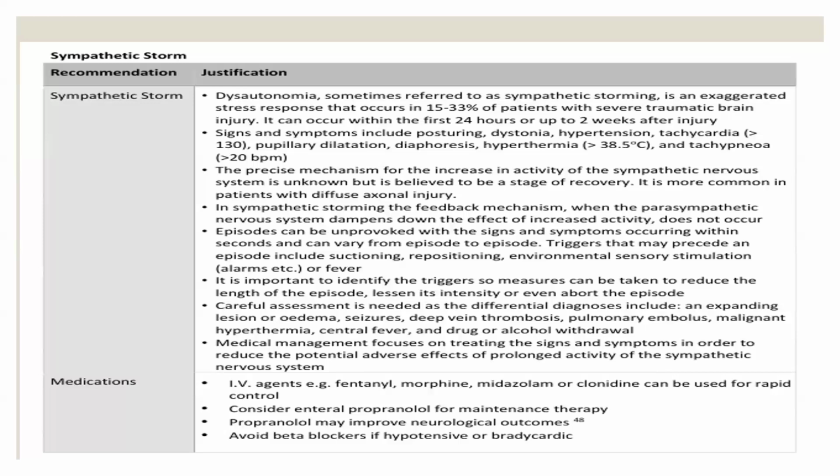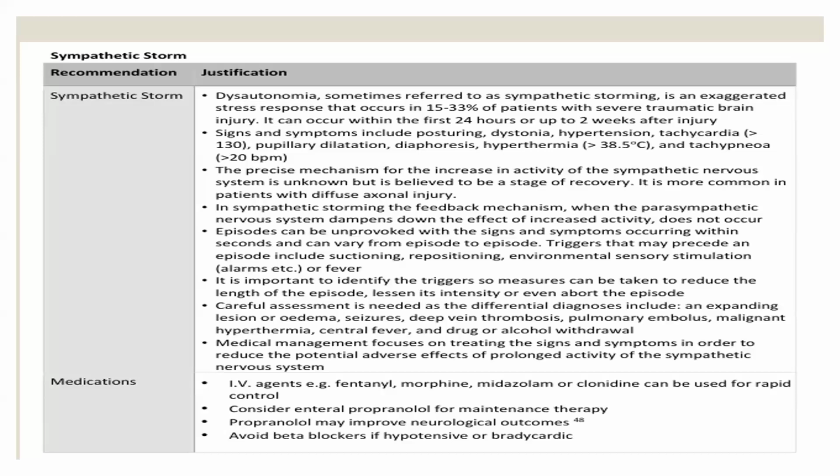In sympathetic storming, the feedback mechanism where the parasympathetic nervous system dampens the effect of increased activity does not occur. Episodes can be unprovoked, with signs and symptoms occurring within seconds, and can vary from episode to episode. Triggers that may precede the episode include suctioning, repositioning, environmental sensory stimulation, or fever. It is important to identify triggers so measures can be taken to reduce the length of the episode, lessen its intensity, and even abort the episode.